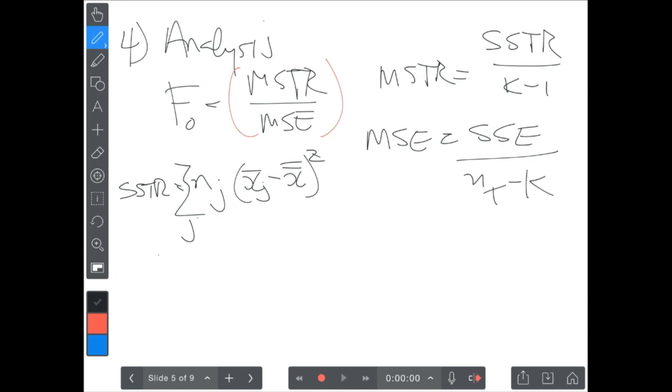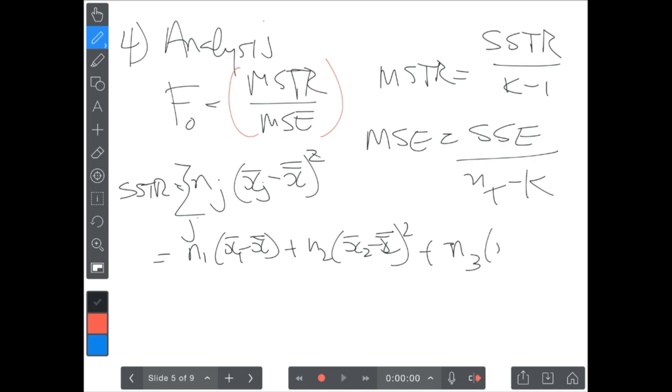So for our problem, this would be n1 times x bar 1 minus x double bar, the overall mean, squared, plus n2 times x bar 2 minus x double bar squared, plus n3 times x bar 3 minus x double bar squared. So that gives us the SSTR that we're looking for.